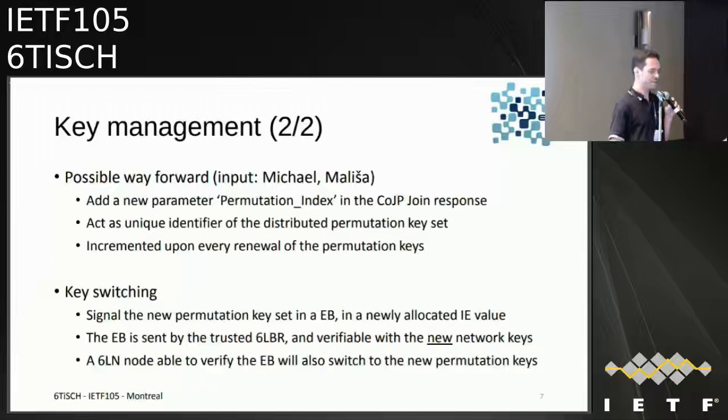Then how can the switch happen based on that? Well, the exact permutation key you want to switch to can be included in the NS beacons as a newly allocated information element value. Such NS beacons, protected with the new network key set, will be sent in the network by the trusted border router. And the nodes know that at some point they will eventually be able to process and validate an NS beacon, which will for sure have the new network keys, but also the new permutation keys. And at that moment, they will switch to them and will start producing the new schedule.